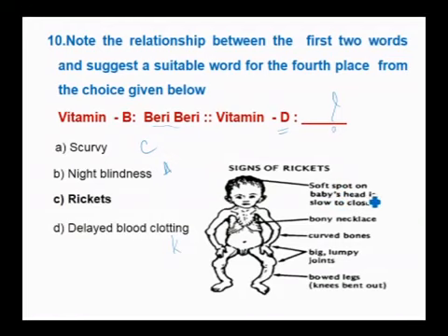Soft spot on the baby's head that is very slow to close, bony necklace, curved bones, big and lumpy joints. There will be arched legs, bowed legs. Better not enter into this and have a proper diet.